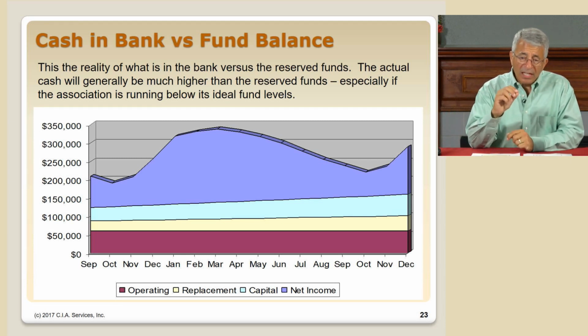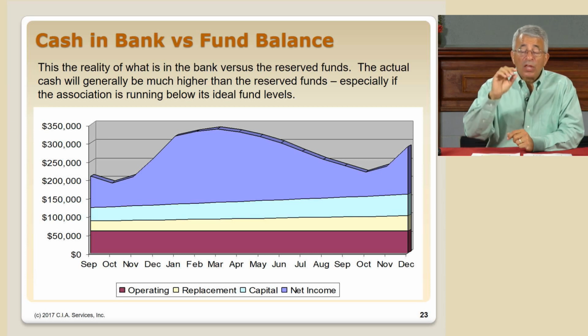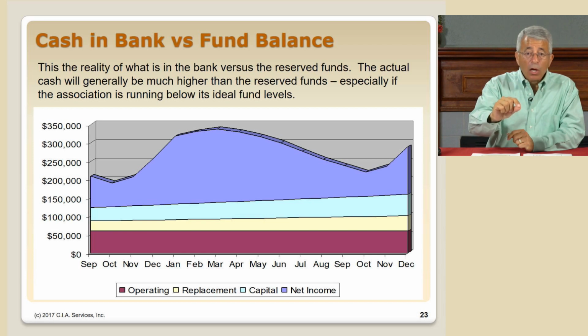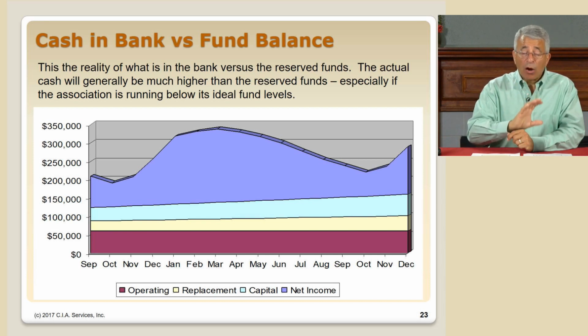So the point of all this is we can't confuse the cash in the bank with what we have set aside in our various reserve funds. I'll show you that in the next slide a little bit closer.